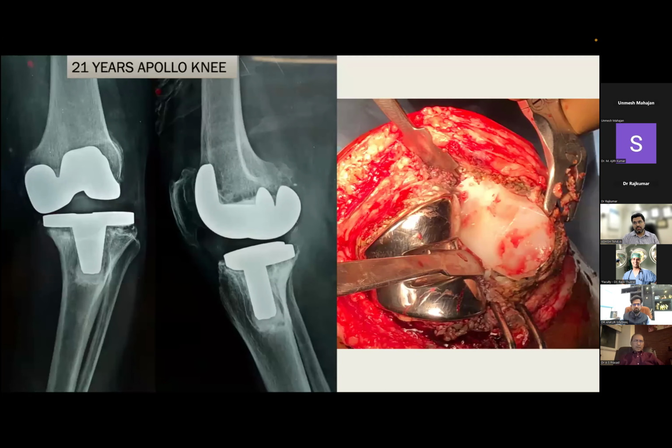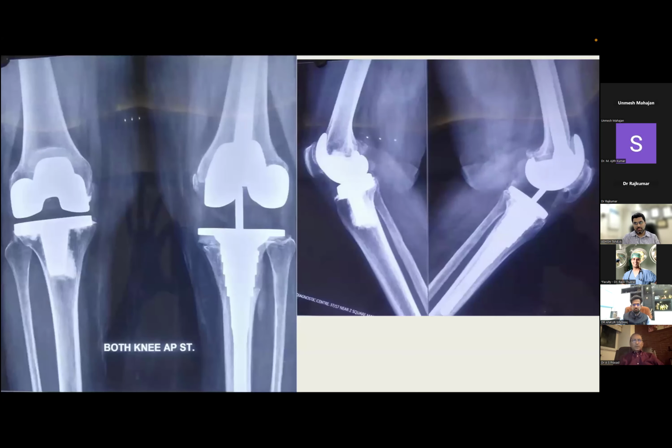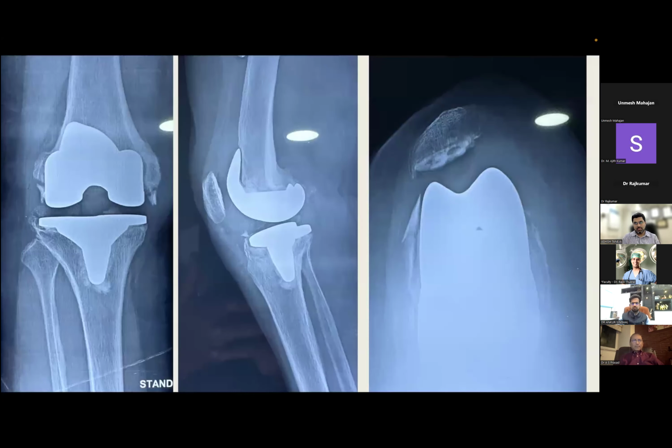And similarly, it's again my case, done way back. It's the Apollo knee. I think many people may not have seen this. But again, after 22 years, this has happened again. On the femur side, we could manage only zone 3 and zone 1. No metaphyseal fixation because the surface was good. But on the tibia side, it was again zone 2 and zone 3. So this combination works very well. And if necessary, we can go for only zone 3 and zone 1 if the surface is good.